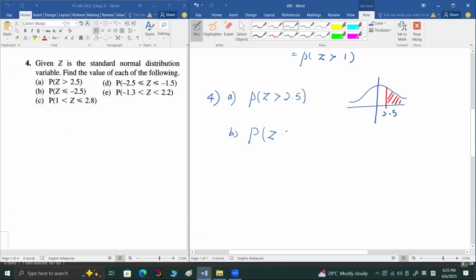Z smaller than or equal to negative 2.5. Okay, class, I want you to make it one so that it will be easier to memorize. If you see, although it's smaller, you still make it to the right side. How? Okay, see how I sketch? Just now you got 0.00621. Now here it's smaller than. Okay, see how I sketch?